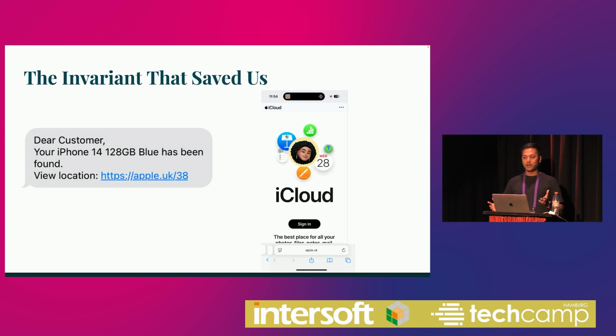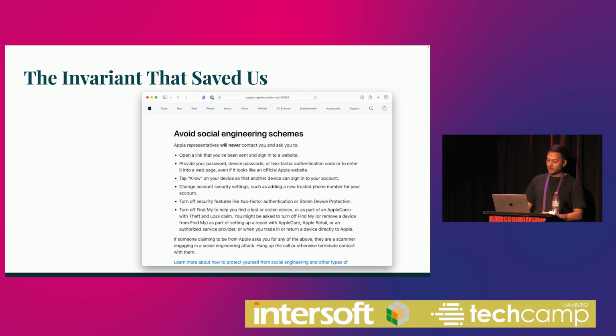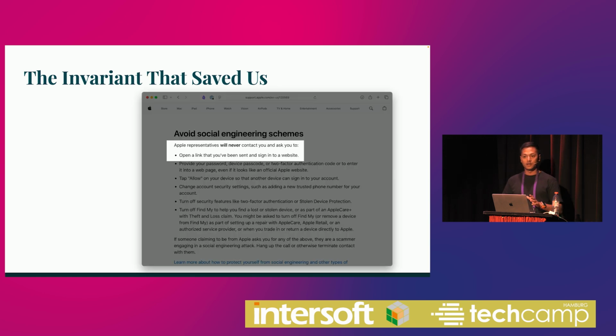I click on it, it takes me to iCloud, no surprises there. But unfortunately, this is not really Apple. This is the person who stole my wife's phone. It looks like apple.uk, but it is actually spelled differently if you look at the URL. I was almost going to enter my iCloud credentials there, but I did not, because I was next to an Apple store, and they categorically told us that Apple would never do such a thing. Apple would never send me a message saying that you have to sign into a site. That would never happen. And that is the invariant that saved us that day.